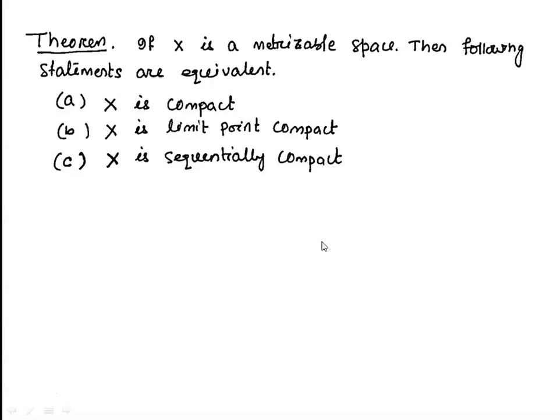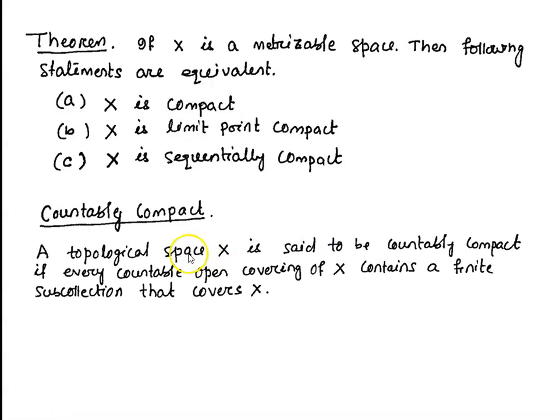One more variant of compactness is countably compact. A topological space X is said to be countably compact if every countable open covering of X contains a finite subcollection that covers X. From the definition, it is very obvious that every compact space is countably compact.